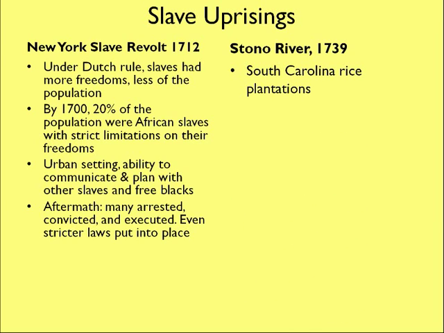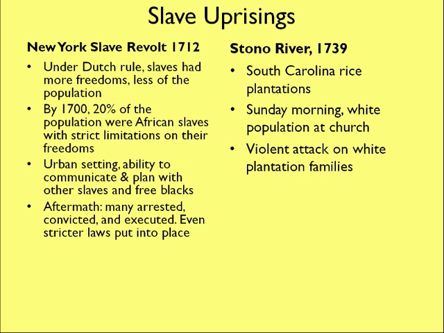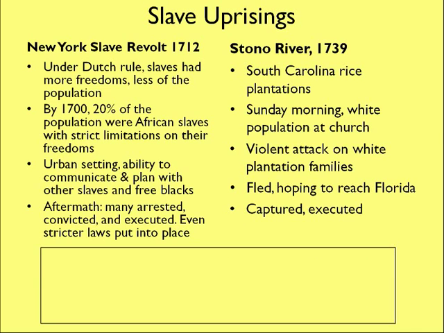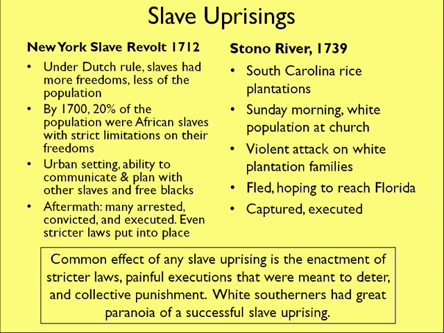Stono River is in the Carolinas and the rice fields, and so it's a much more rural setting. Sunday morning when the white population is at church, there's a violent attack on white plantation families. They'd hoped to get to Florida, but were caught and executed. And we see a common theme to any slave uprising. The only one that succeeded was in Haiti. And all of them invited sort of countermeasures.